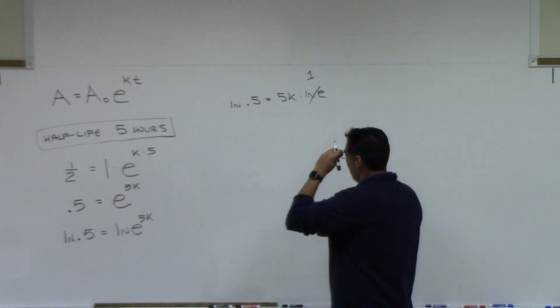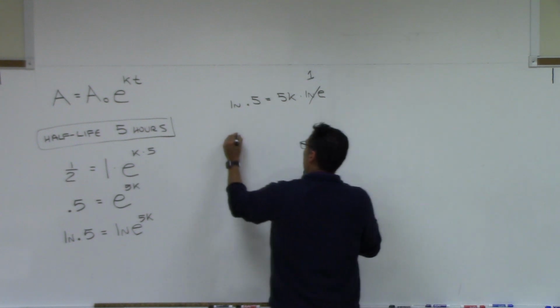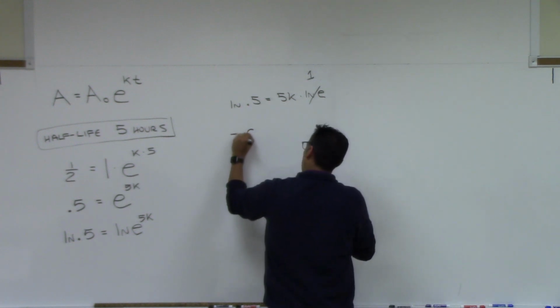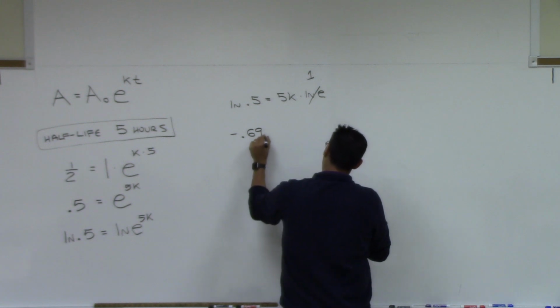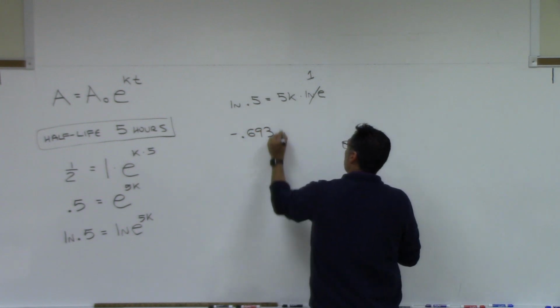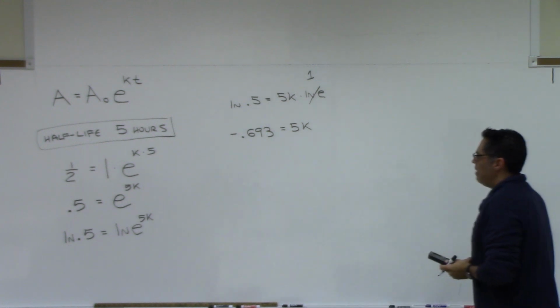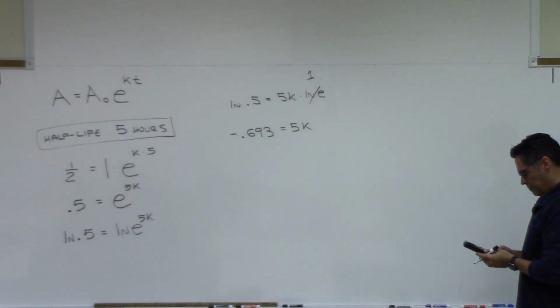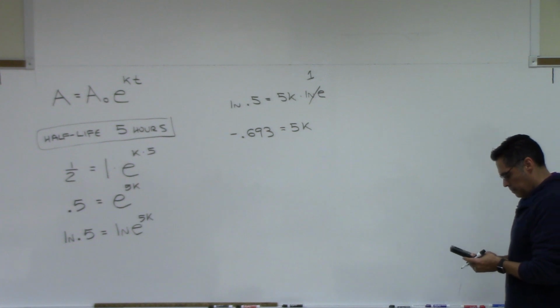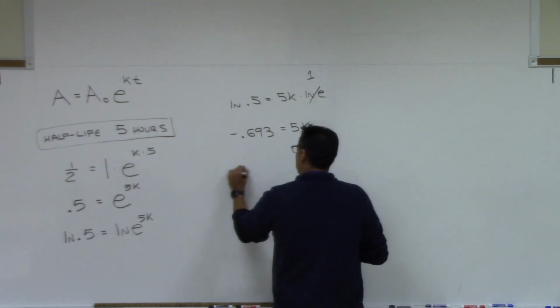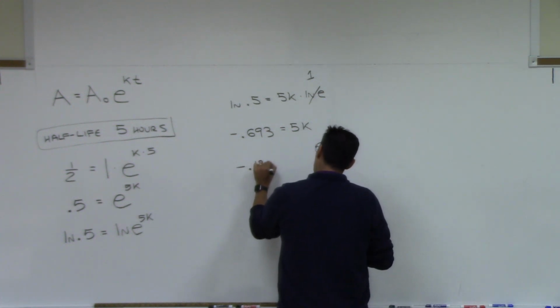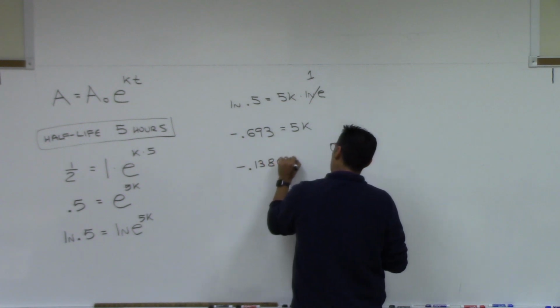All right, so on the left, hey, are you getting a negative number on the left? I am. Yeah. All right, that's okay. Negative 0.693, let's just go 3 decimal places, equals 5k. And now divide both sides by 5. Negative 0.1386-ish is k.